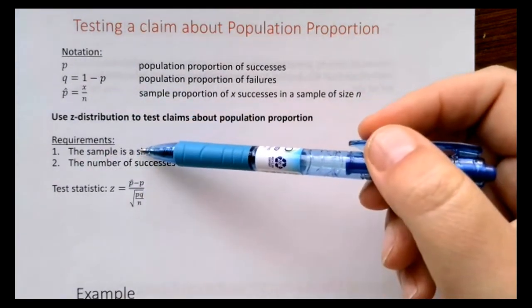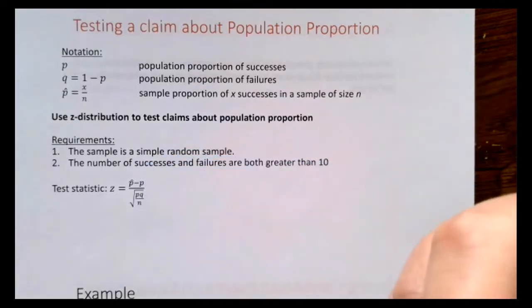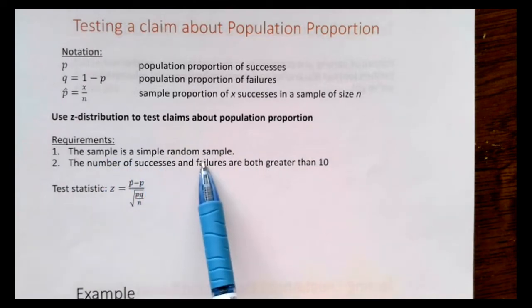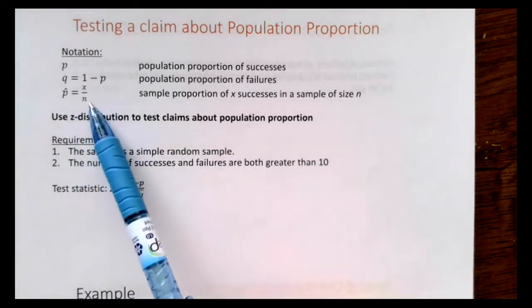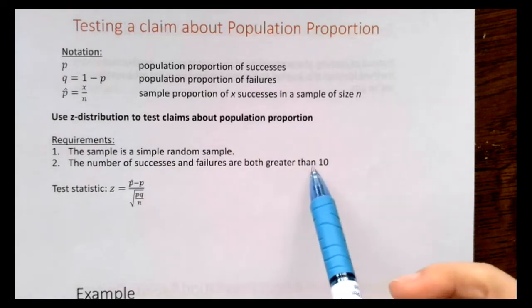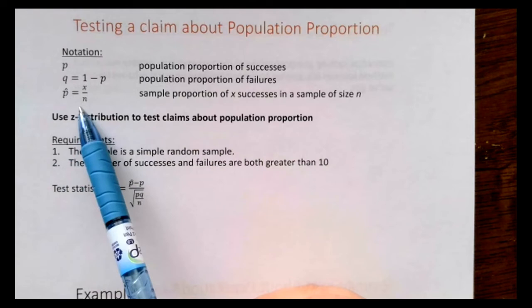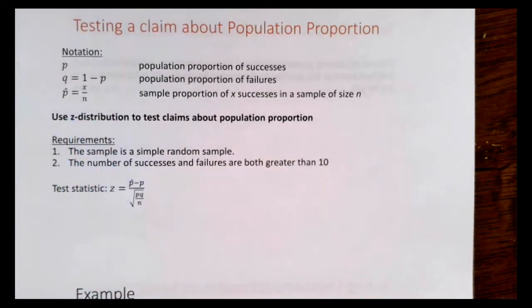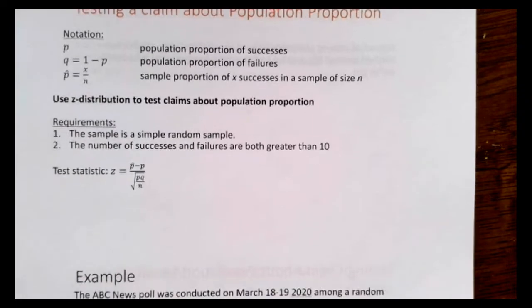Okay, the requirements. In order for this procedure to work, we need a simple random sample for figuring out proportion of the sample. And the number of successes and failures are both greater than 10. So making sure that we are looking at the normal distribution, the sample proportions follow a normal distribution.